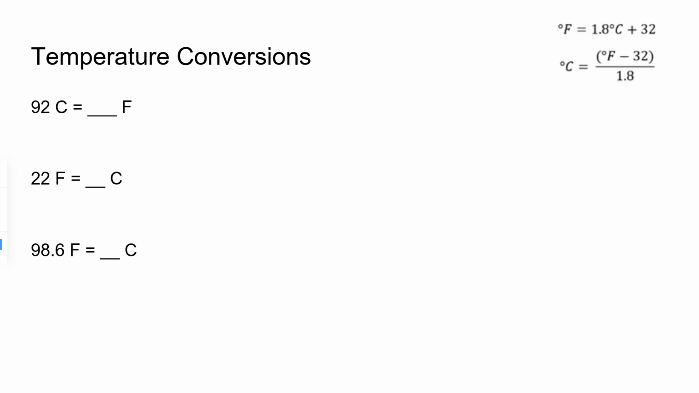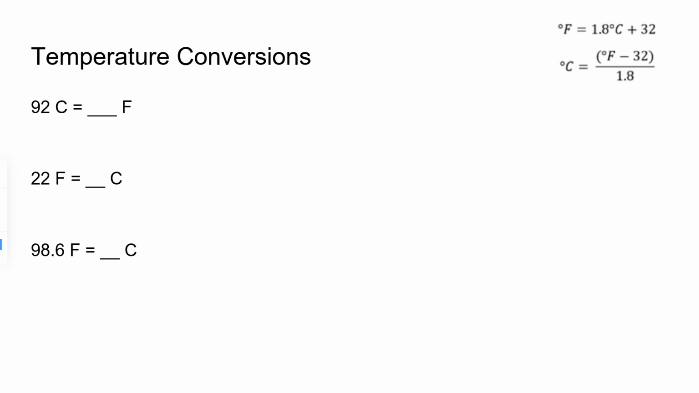Temperature conversion. So you may encounter temperatures that you have to convert from one form to the other, and I like to use the equations that are in the upper right hand corner. So if you are given something in degrees Celsius, you would put that in for the degrees Celsius number as the variable and then solve for the F. If you're given the F, you'd put that in the equation for the F and then solve for the C.